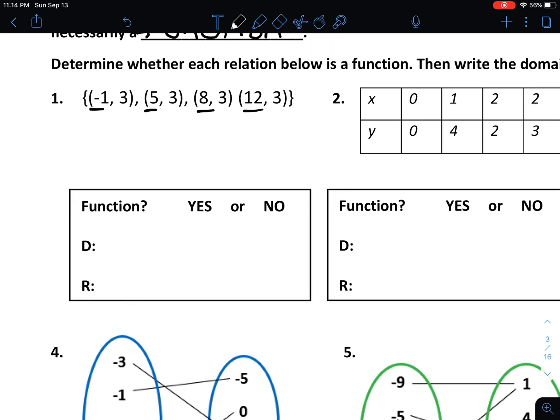Negative 1, 5, 8, 12. None of those repeat. So yes, we would say that this is a function. For the domain, we'll put those in order. So negative 1, 5, 8, and 12. They were actually already in order for us, which is always nice.